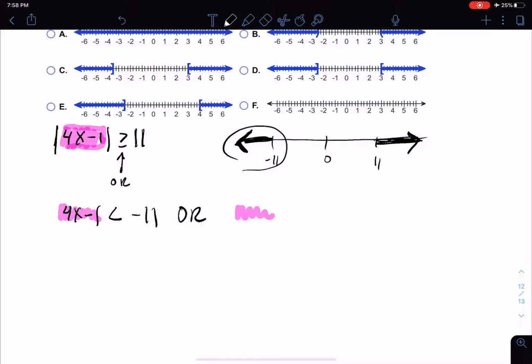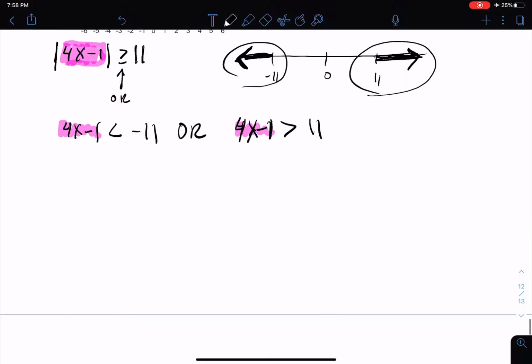Or take some of that pink stuff, which is that expression 4x minus 1, and say that. What does that say? Well, that says the values are greater than 11. And now we're set up, and we're ready to go. Now all we have to do is solve.